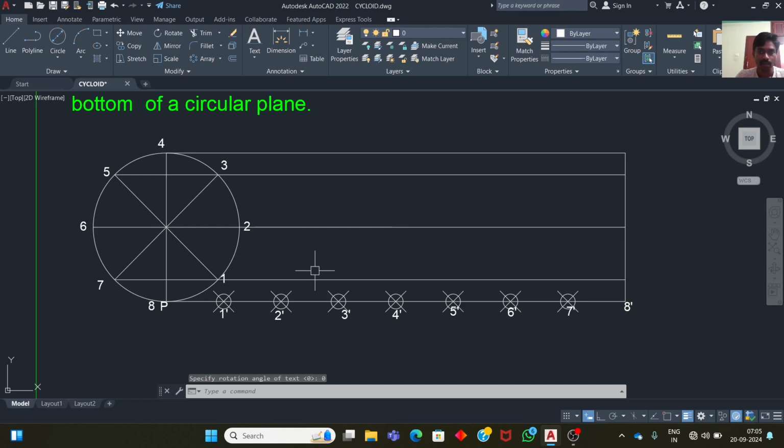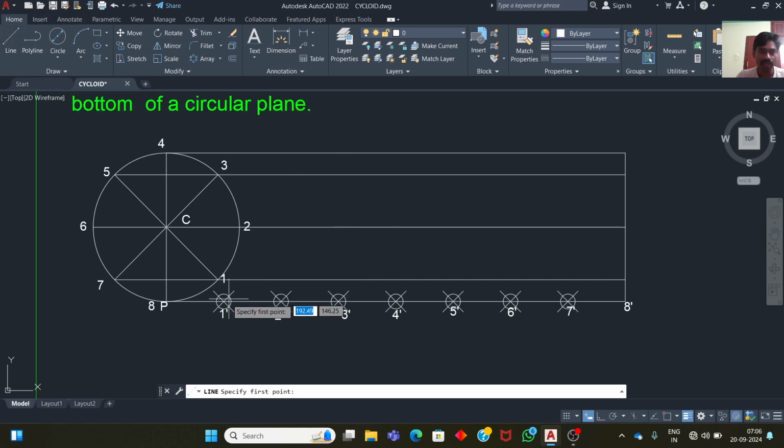Okay, clear. Next we need to draw perpendicular lines to this line, the locus of the center. Here we have one center point, that is C. This is the center of the circle, this C. So this line we can call the locus of centers.